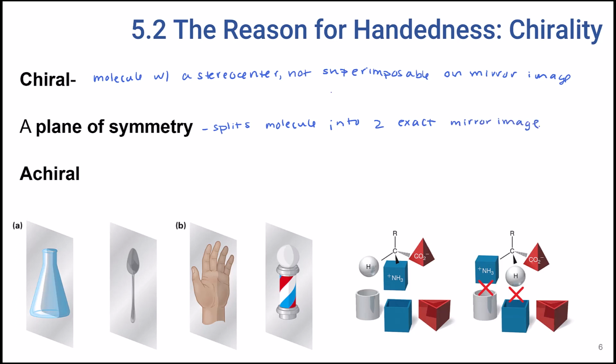So you can draw a plane of symmetry down the front of your body. A molecule that is achiral can have a plane of symmetry, and one half is going to mirror the other half.